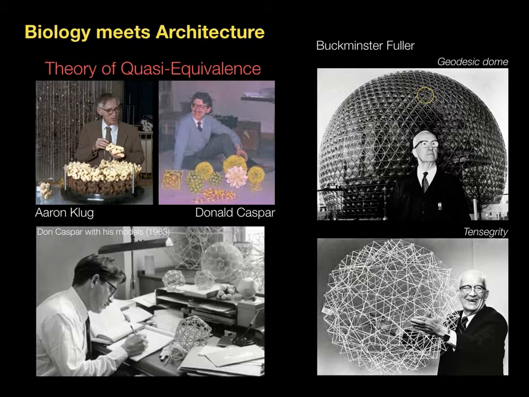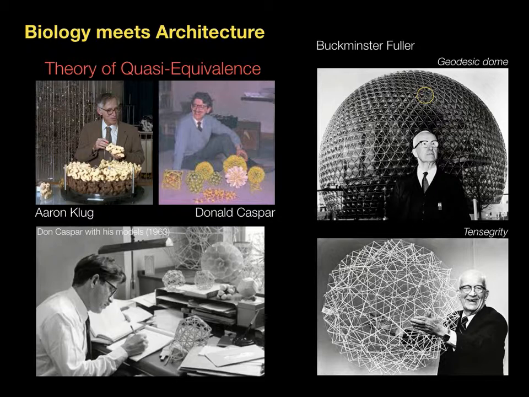They were buddies with Francis Crick and his buddy that I'm not going to name, and Rosalind Franklin. I've heard that Kaspar had an affair with Rosalind Franklin. And they were trying to figure out what's going on with these capsids.